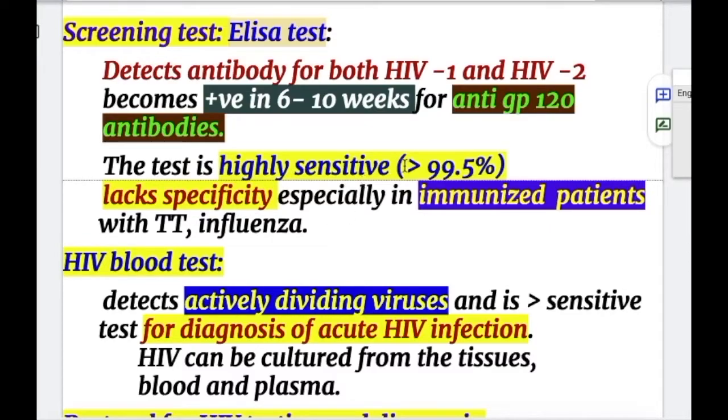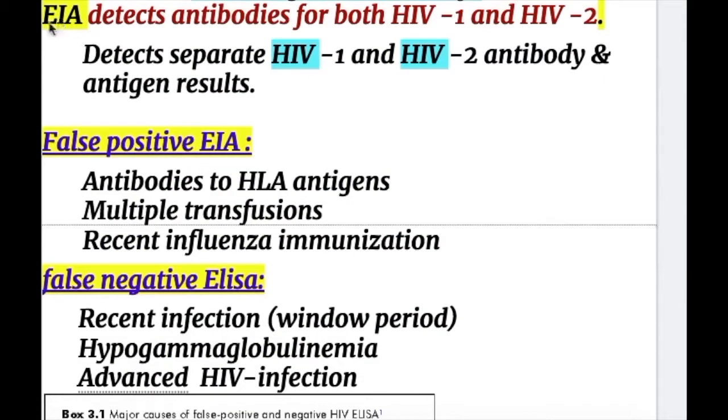It's a highly sensitive test, more than 99% positive, but lacks specificity in the immunized patient with TT and influenza. EIA, enzyme immunoassay, detects antibody for both HIV-1 and HIV-2, and it detects separate HIV-1 and HIV-2 antibodies and antigen results. Causes of false positive are antibodies to HLA antigen. Multiple transfusion may also cause false positive results, and recent influenza immunization.